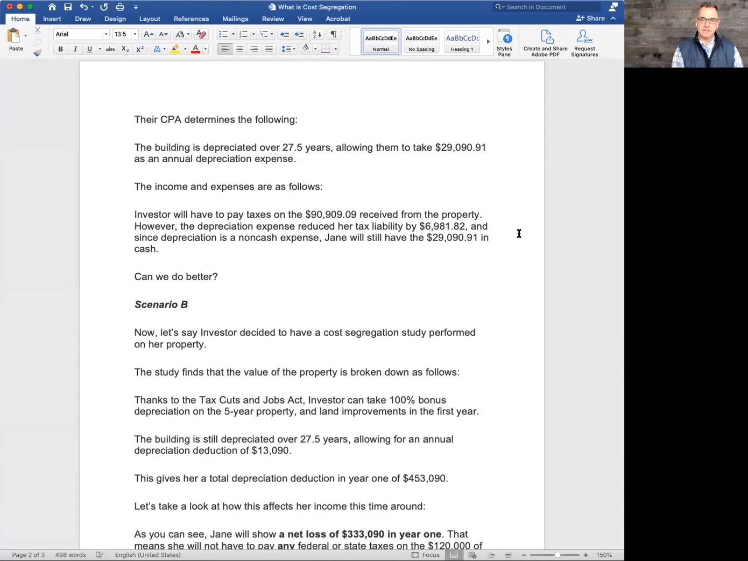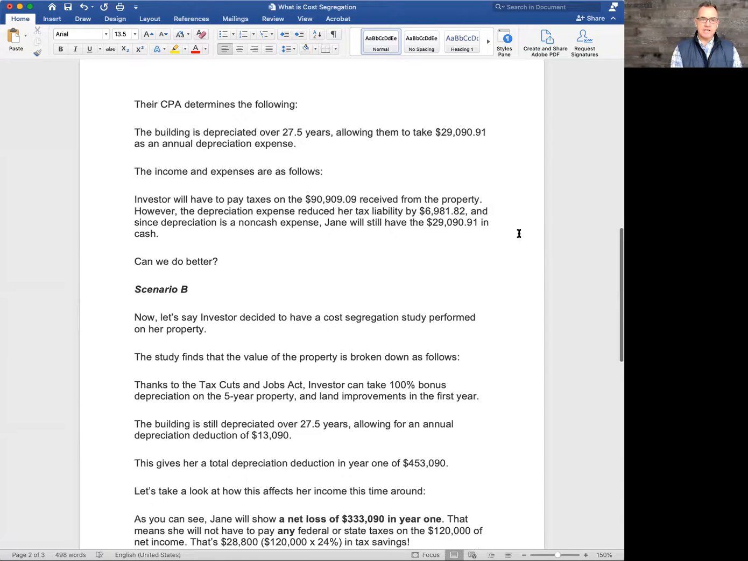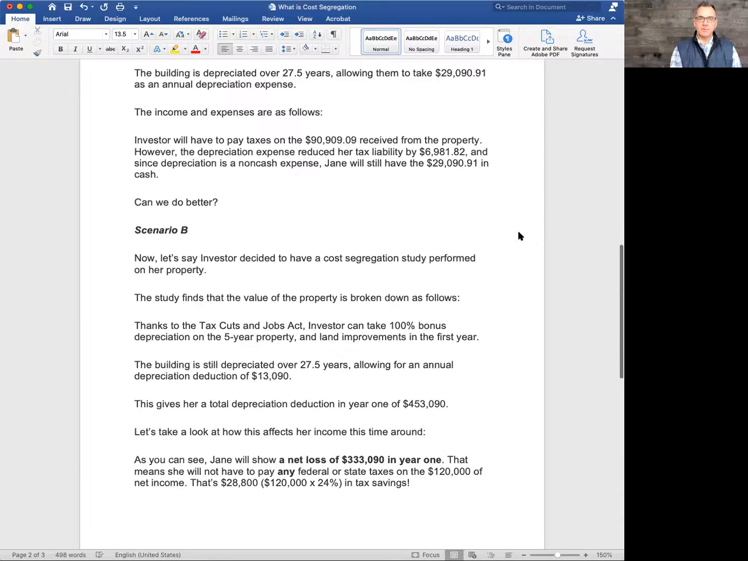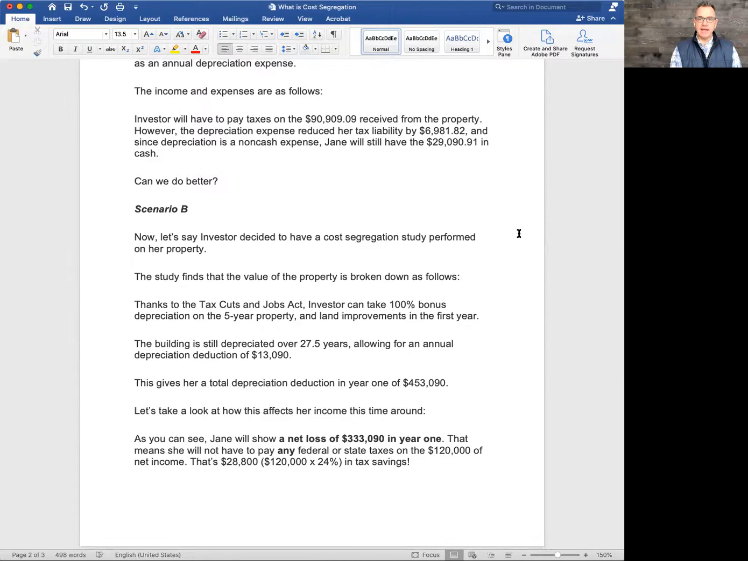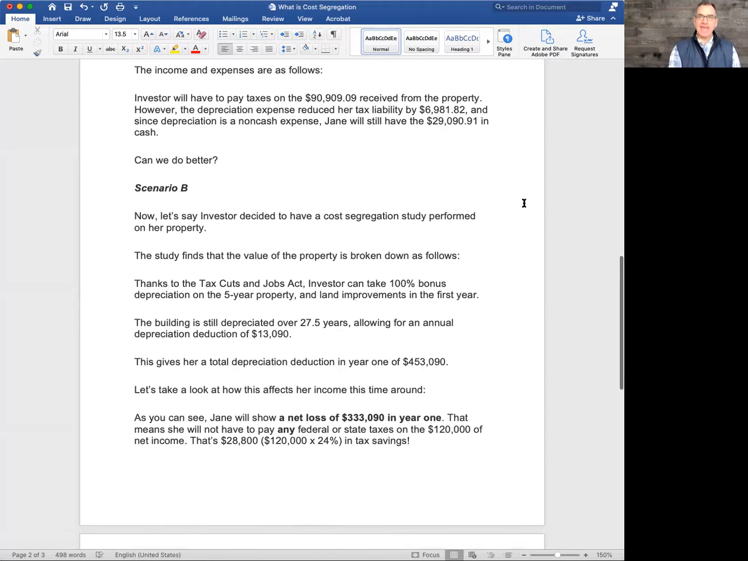That's the $1 million divided by the 27.5 years, which gives you the $29,090 in depreciation. So in the example that we're using here, the investor will have to pay taxes on the $90,000 that they got in income, but their tax liability is reduced by almost $7,000 in that 24% tax bracket. And this investor will still have the $29,090 in cash because they didn't have to put that capital out as an expense. Can we do better?